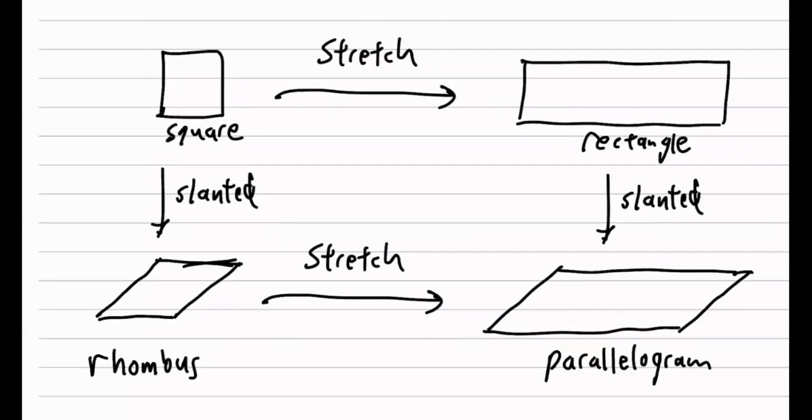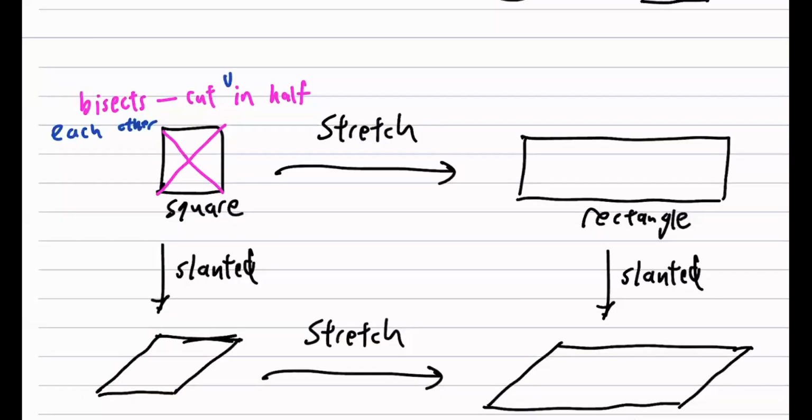For the diagonals, right? Special case about the diagonals of a square. They bisect each other. Do you know what bisect means? Cut in half. So when I say bisects each other, what I mean is they cut each other in half. Does that make sense? So it means that this length, same. That length, same.